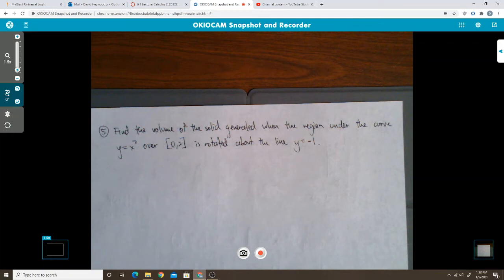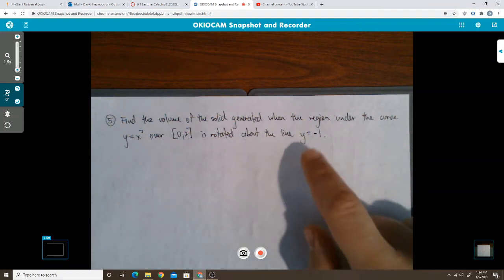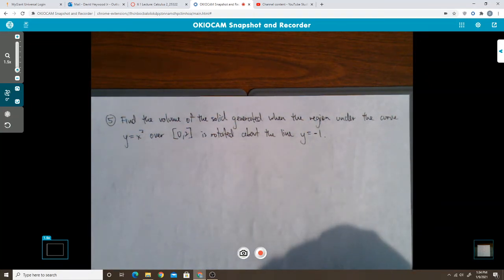Okay, last example in this section. So this one says, find the volume of the solid generated when the region under the curve y equals x squared over 0, 2 is rotated about the line y equals -1. So this is an interesting example because so far all of the examples that we've seen, we've been rotating around the x-axis or the y-axis. But this just goes to show you that the axis of rotation could be any line. So this time, let's revolve around the line y equals -1. Let's see what's going on here.